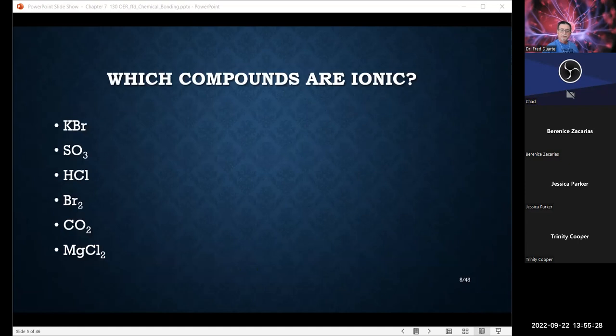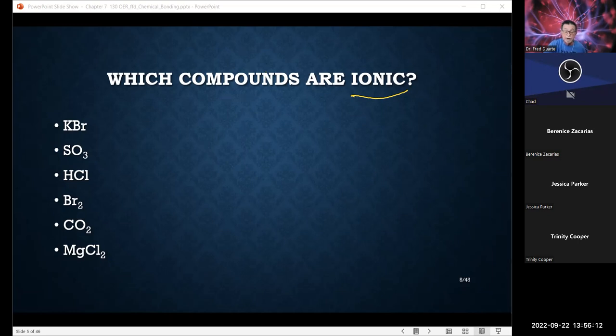Well, here they're asking you to identify which ones are ionic of these. Now you may not know what they are. That's okay. But you do know what defines an ionic compound. How can I look at a formula and determine whether it's ionic? What is the definition of an ionic compound? It's a metal and a non-metal. Correct.